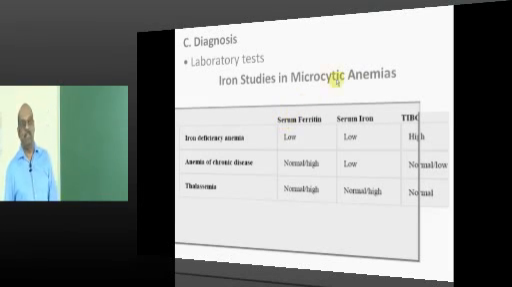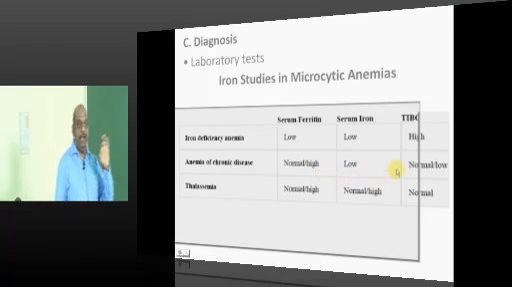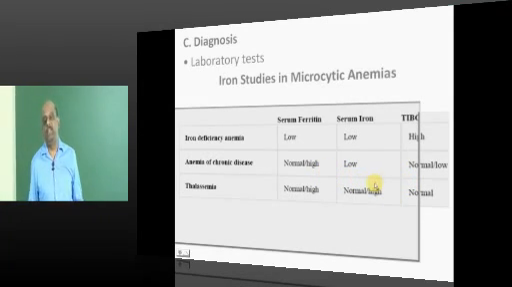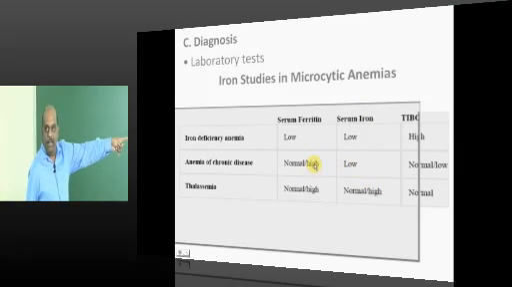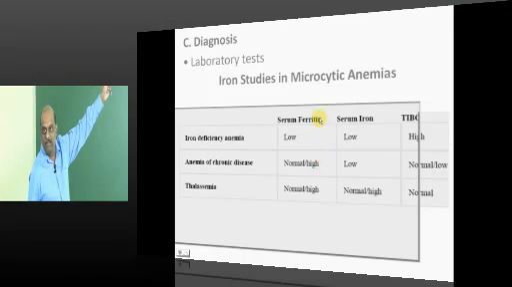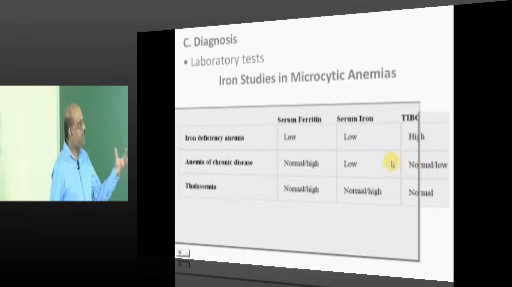Anemia of chronic disease. It will also have low iron, but ferritin is the acute phase reactant in inflammation. Because of that, in spite of low iron, ferritin being an inflammatory mediator will increase because of the anemia of chronic disease. And in them, how will be TIBC? It will be typically normal or low, right? Because it is not the absolute deficiency of iron, it is incorporation of the iron which is basically deficient in anemia of chronic disease.